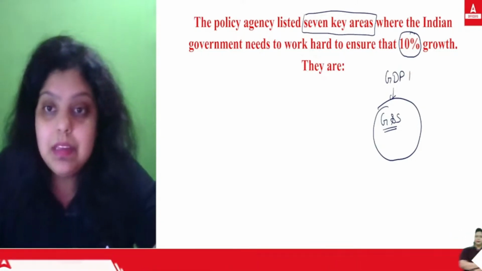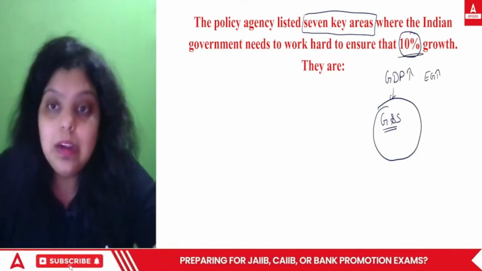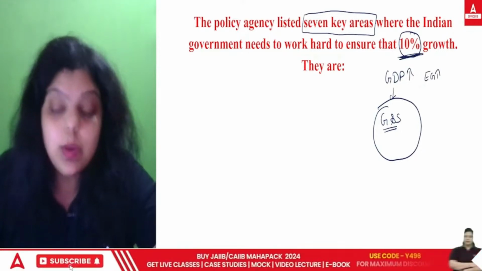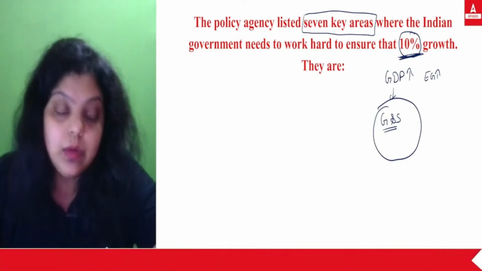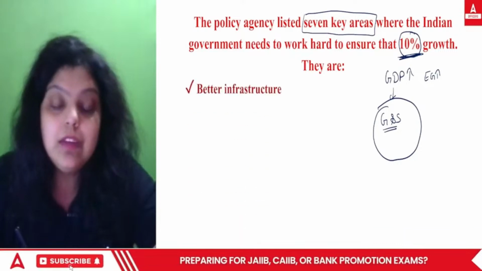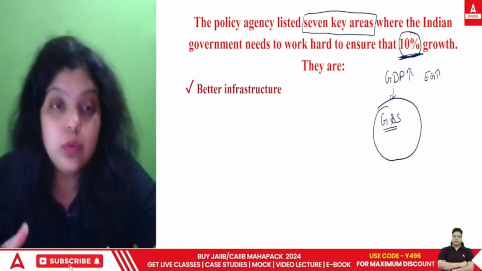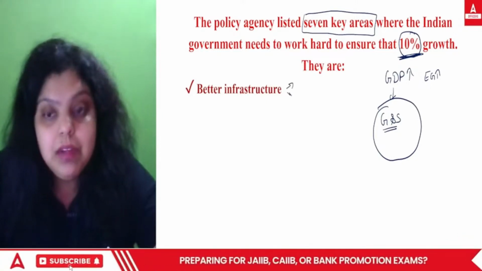And if your GDP is increasing, so will your economic growth. And if you want growth of 10 percent every year, you have to work on the 7 areas defined by NITI Aayog. The first area that NITI Aayog said we have to focus on is better infrastructure. Infrastructure means roads, buildings, hospitals, schools, financial institutions, etc. This infrastructure has been divided into 2 parts.